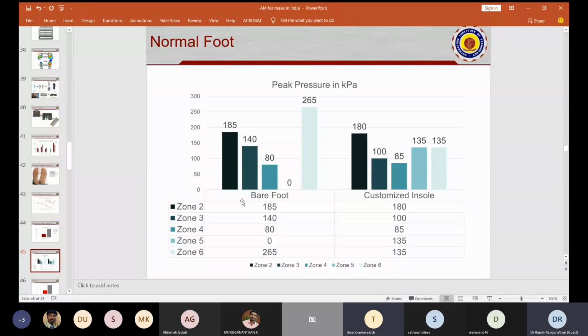And comparing the data zone wise, we could see some areas where the peak pressures got reduced drastically, and some areas where there was no pressure at all, it got increased. So there is a distribution of pressure for both static and dynamic conditions, and that means the entire pressure distribution has varied, and this is along with improving the surface area of contact.